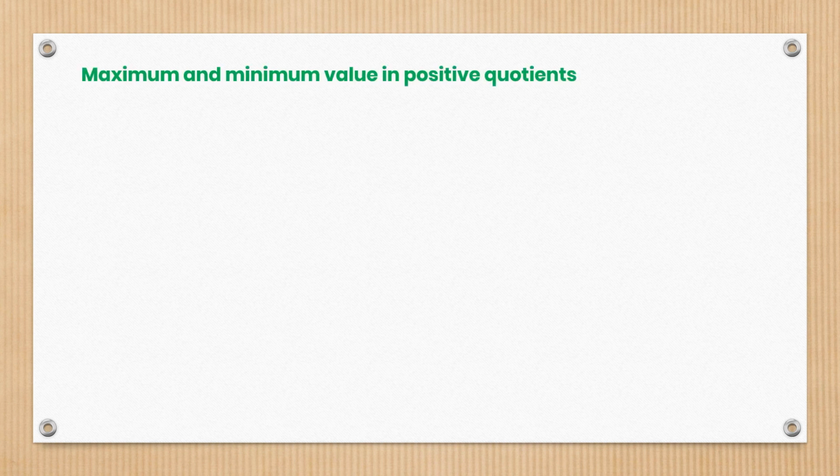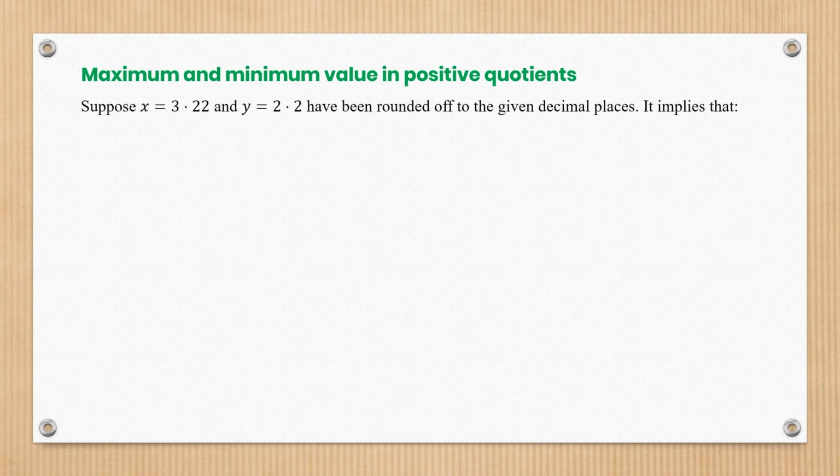Alright, so let's look at another case where we have maximum and minimum value in positive quotients. So observe, I've said quotients that are positive. Now when it comes to division, we're going to have three different cases: when both numerator and denominator are positive; another case where the numerator alone is negative and the denominator is positive; and then another case where the numerator is positive and the denominator is negative. So this is a case where we have to pay very careful attention.